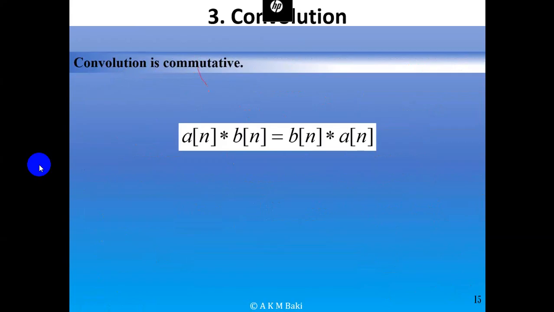As I have mentioned, convolution is commutative. That means in this case A is convolved with B, which is equivalent to B convolved with A. That means if you compare this commutative property of convolution, you can check it from the previous example. x of n convolved with h of n is the same as h of n convolved with x of n.